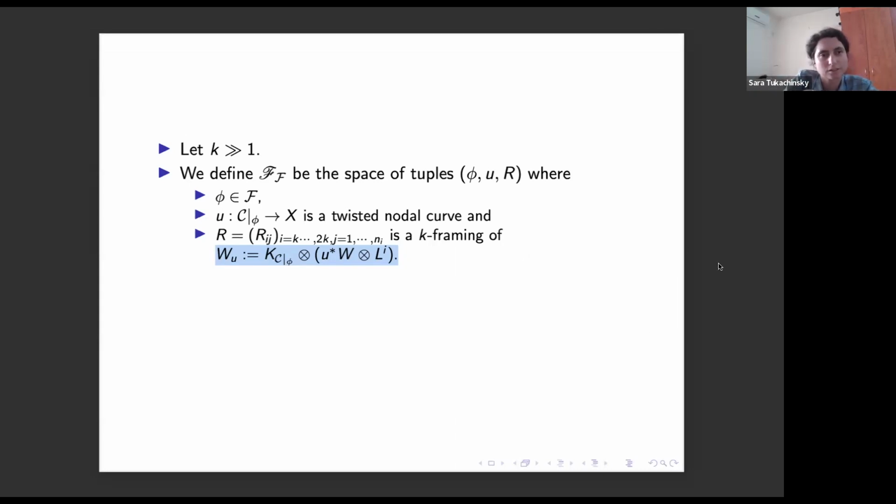Questions? I can kick off by asking about the dependencies. So there's a choice of a bundle, a choice of framing, maybe a choice of an embedding into a projective space. Is there anything known about the dependencies, the relation between different choices? Yes.